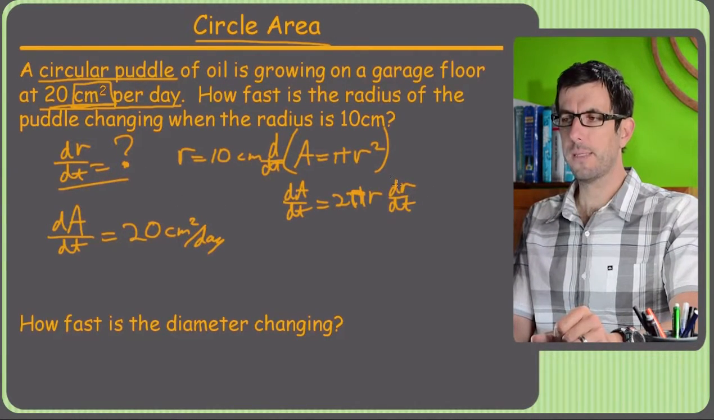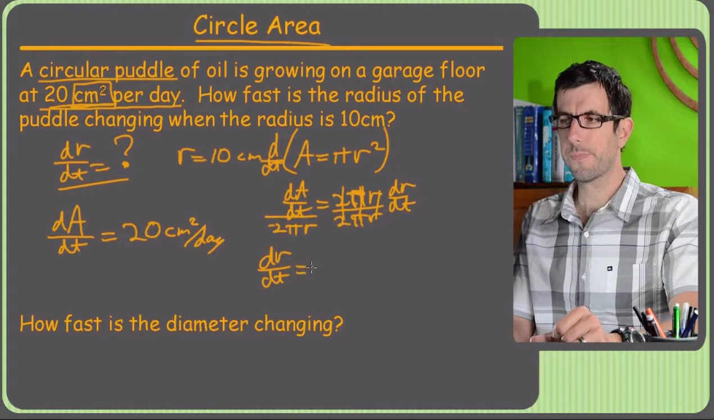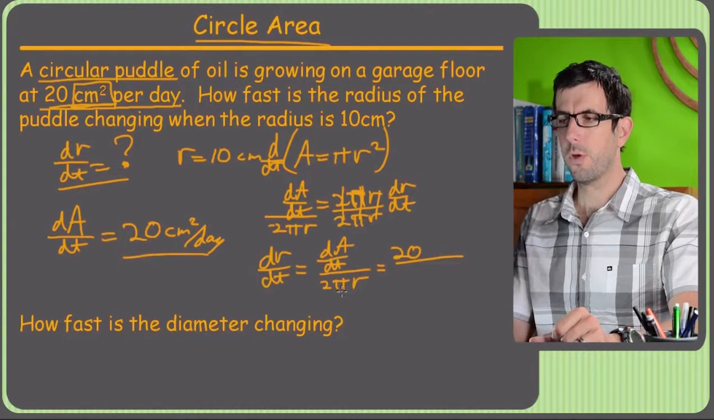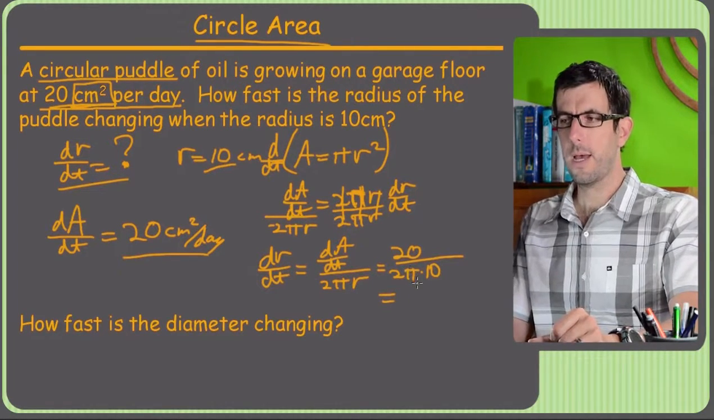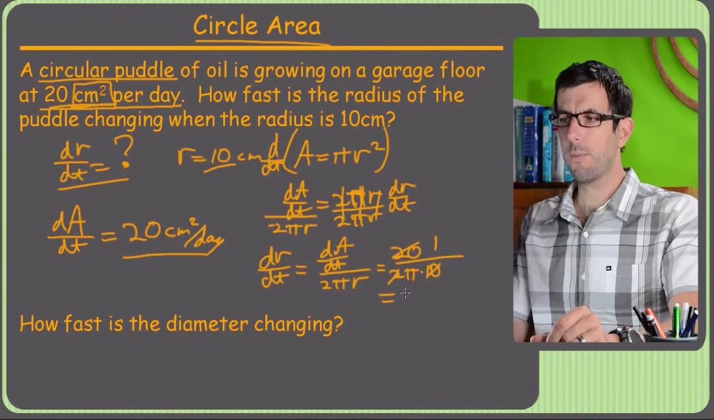So, if I want to get this by itself, I have to divide both sides by 2 pi r. So I'll get dr/dt equals dA/dt over 2 pi r. That's going to be dA/dt, which they told me is 20, over 2 pi and radius, 10 centimeters. When I plug and chug that on my calculator, 2 times 10 cancels that, and I get 1 over pi, which is 0.318.